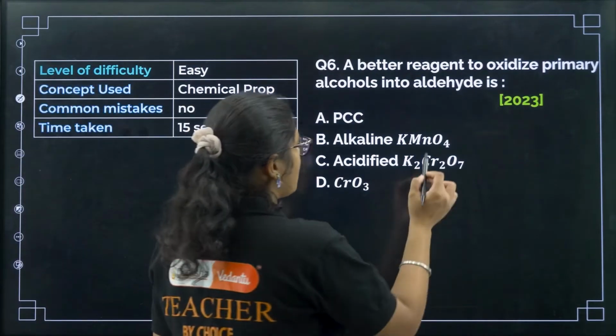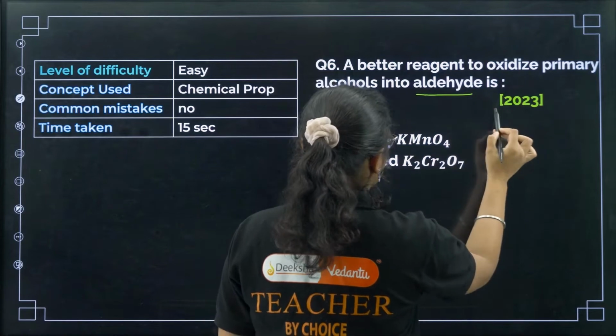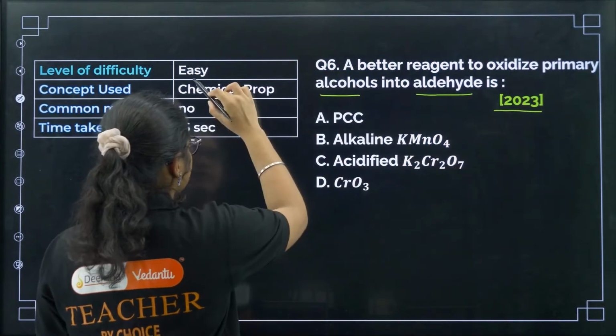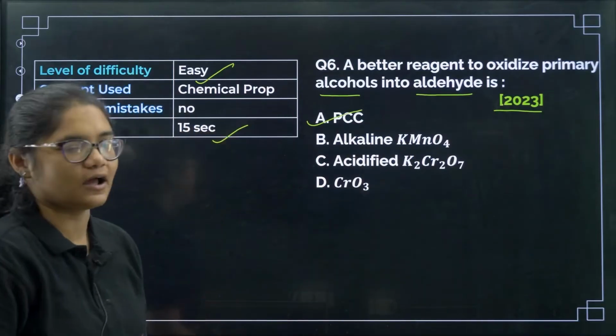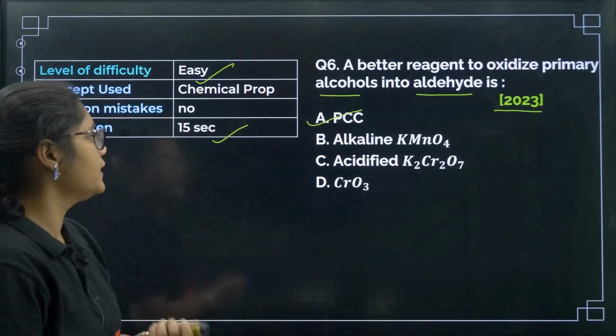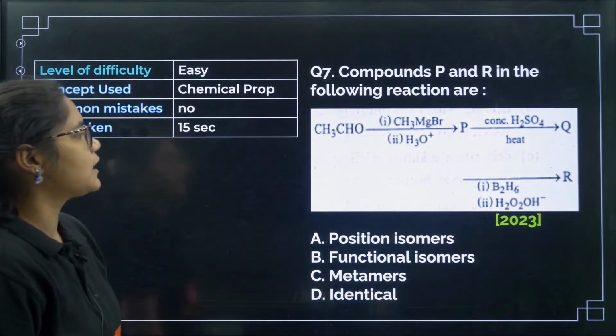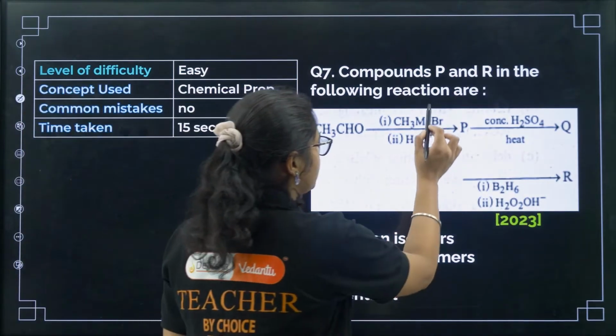A better reagent to oxidize primary alcohols into aldehydes, 2023 question. Super easy question, you should know this is a mild oxidizing agent. PCC is the correct answer, option number A. Okay. Next question number 7. Compounds P and R in the following reactions are.